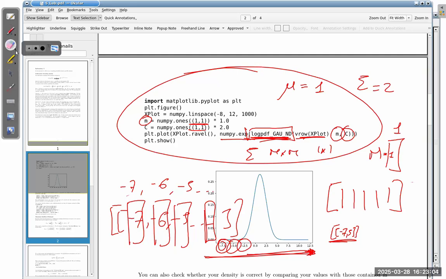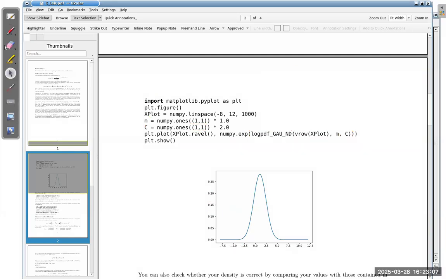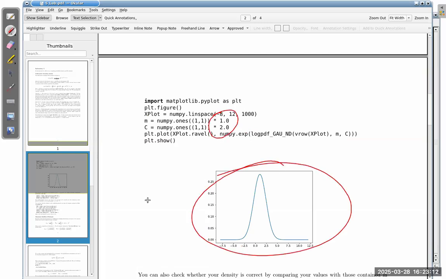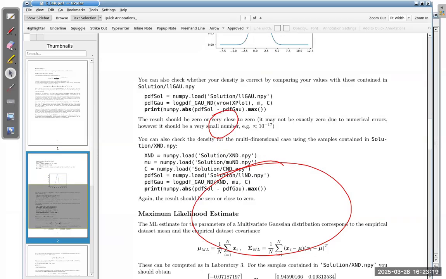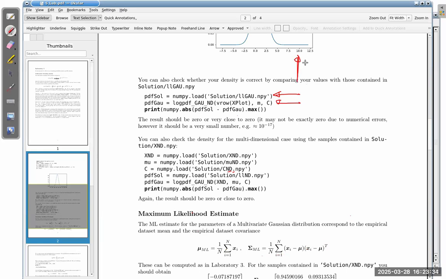If you do everything correctly, you should end up with a plot that, if you pass mean 1 and covariance 2, will give this kind of plot. Now, to check that your solution is indeed correct, you can also check the values of the density that you obtain on the y-axis. The y-axis values of the plot are contained also in this file, so you can compare the solution that you get, that is what you plot here, with the PDF that we give you, and check that they are equal up to numerical precision.